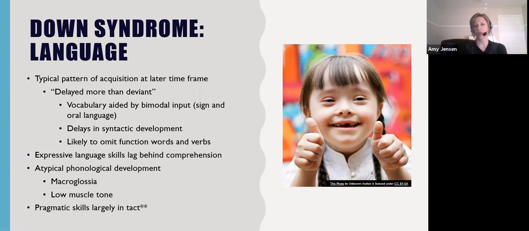And this is a little snapshot of some of the things you might see in language impairment in children with Down syndrome. Again, it's all dependent on the child. So I can kind of say it might look like this. I can't say for sure it'll look like this. Typically, they can have a more typical pattern of acquisition. It just happens delayed at a later time frame. So rather than first words at 1 year, it might be more like 3 to 4 years. So it's delayed more than deviant. The same pattern of acquisition occurs just at a later time frame.